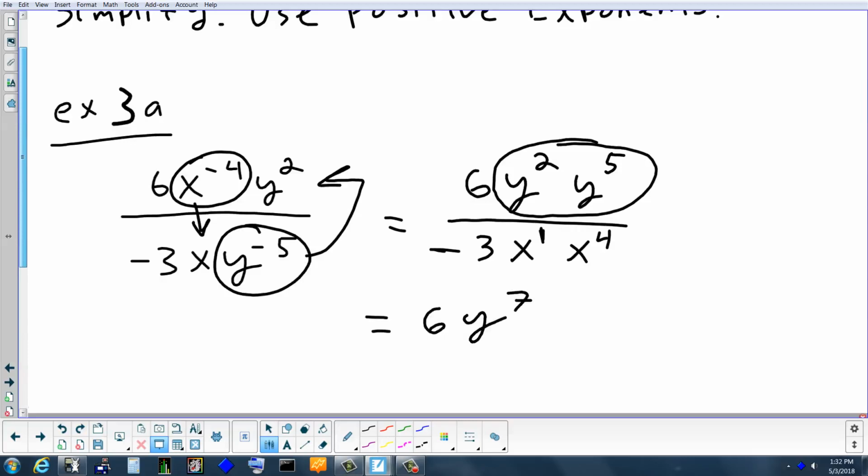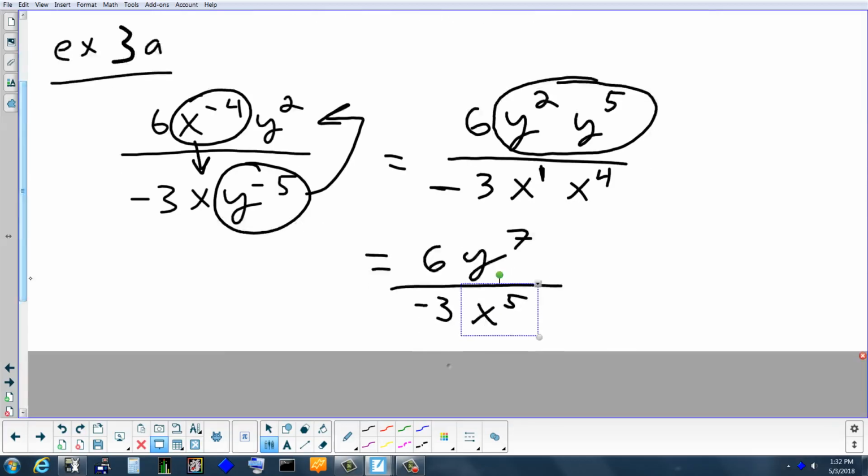All right, let's look at the bottom. The -3 just kind of stays where it is. X to the 1st, x to the 4th, same level. X to the 5th. Now, if I had subtraction, I would do it, but how come I can't do 7 minus 5? Because the bases aren't the same. So there's nothing I can do with that. But you can do 6 minus 2.